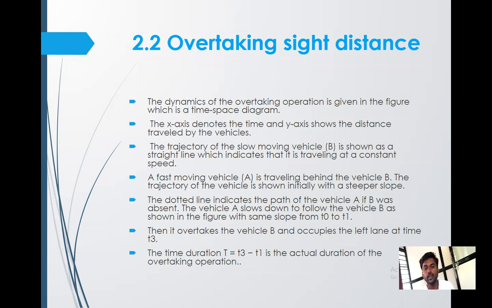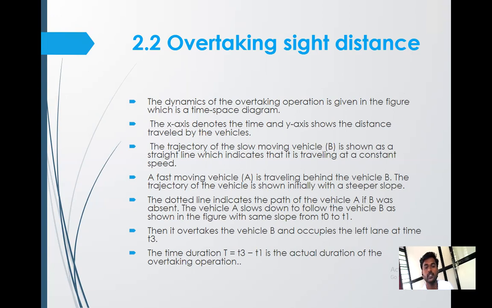The fast moving vehicle A is traveling behind the vehicle B. Vehicle A's trajectory is shown initially with a steeper slope, because initially, as he saw vehicle B moving with slow speed, he slowed down his speed behind B. When vehicle A is behind B, it gives the steeper slope. After he starts to overtake, he changes his acceleration. The dotted line indicates the path of vehicle A if B was absent.